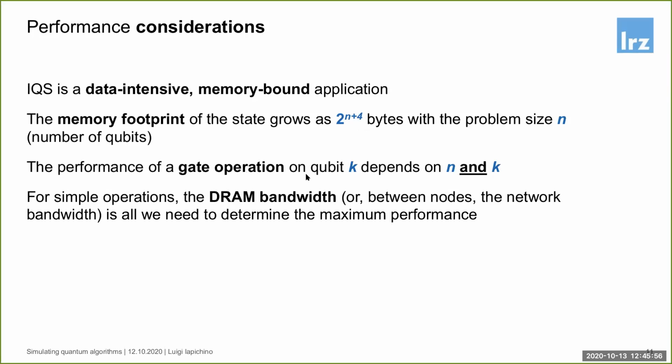The performance of every gate operation on qubit k depends on n and on k for the reason that I've just explained. And when we talk about simple gates, simple operations, basically all we need to determine the performance is the DRAM bandwidth, or the network bandwidth if we go through the network for inter-node communication. Just to provide an example of this statement, IQS is the first application where I could see a clear change in performance on the Intel Xeon Phi Knights Landing when allocating the memory on the MCDRAM or on the DRAM, and the performance difference was close to the theoretical expectation because of the different bandwidths of these two memory elements. Of course, working on KNL has mostly didactical motivations right now, but it shows already that the DRAM is very important in this case.